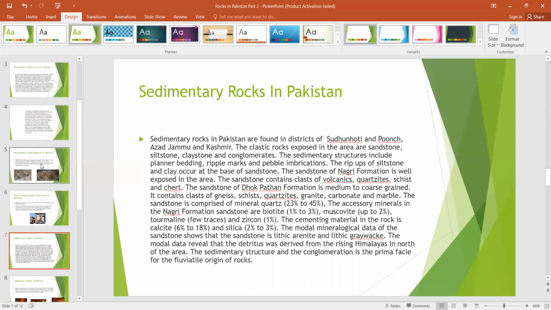So now comes the sedimentary rocks in Pakistan. So sedimentary rocks in Pakistan are found in the districts of Sudhantri and Poonch, Azad, Jammu and Kashmir. The clastic rocks exposed in the area are sandstone, siltstone, claystone, and conglomerates. The sedimentary structures include planar bedding, ripple mark, and pebble imbrications. The ripples of siltstone and clay occur at the base of sandstone.